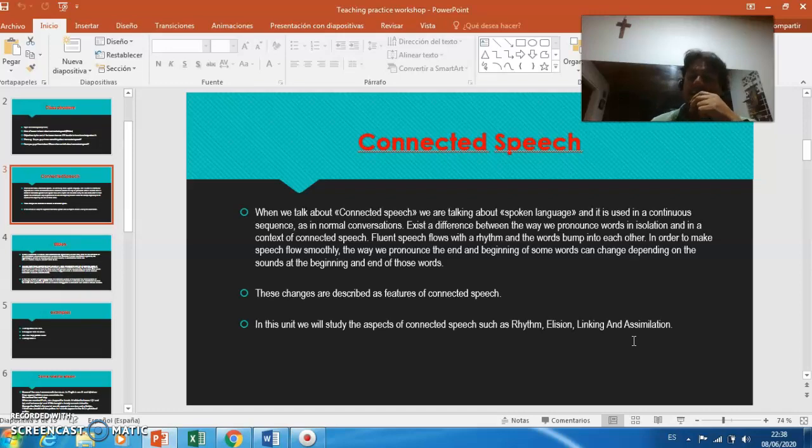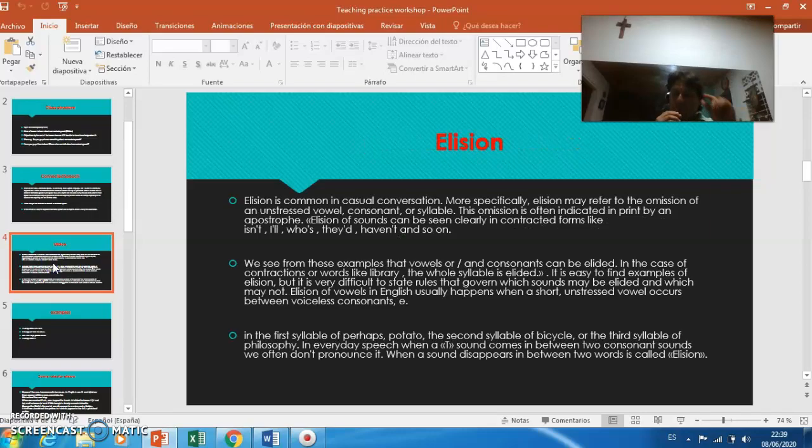In this unit, we will study aspects of connected speech, such as rhythm, elision, linking, and assimilation. But today's class is about elision. Let me give you a review about elision. Elision is common in casual conversation. More specifically, elision may refer to the omission of an unstressed vowel, consonant, or syllable. This omission is often indicated in print by an apostrophe.